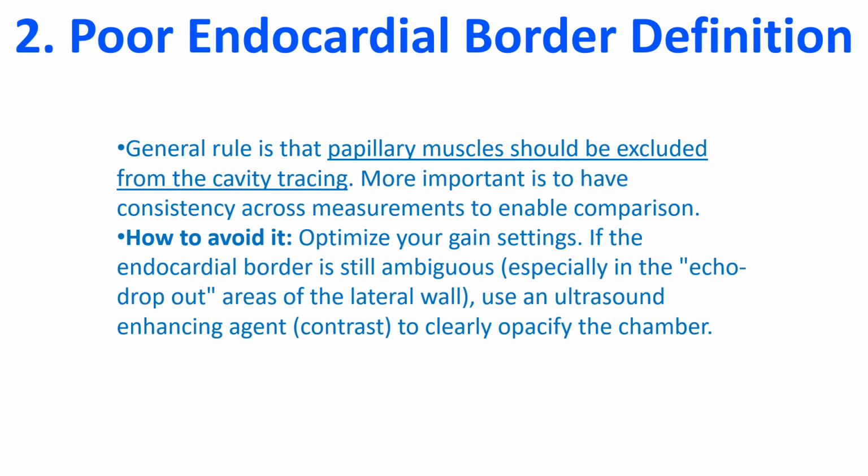2. Poor endocardial border definition. If you can't see it, you shouldn't trace it. Guessing where the wall ends leads to border drift, where the trace includes trabeculations or papillary muscles. General rule is that papillary muscles should be excluded from the cavity tracing. More important is to have consistency across measurements to enable comparison.